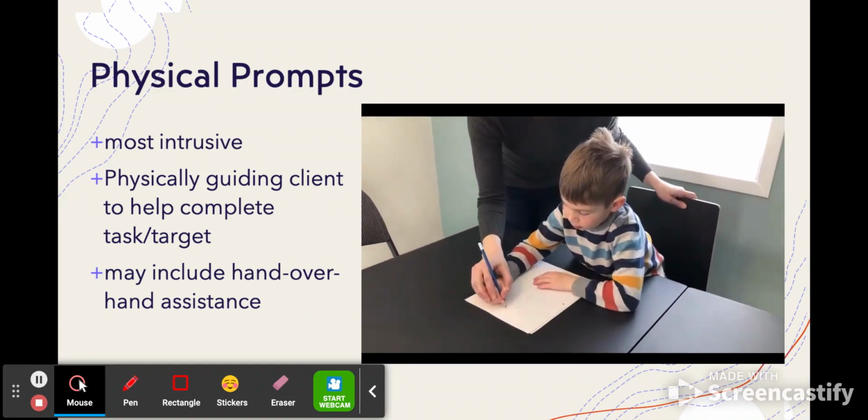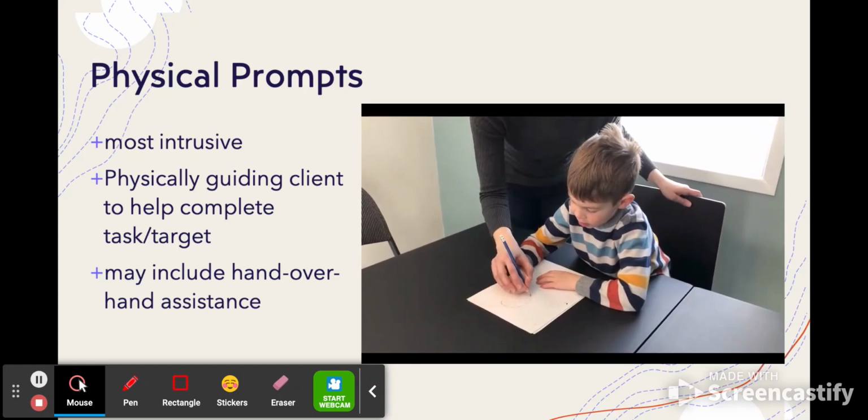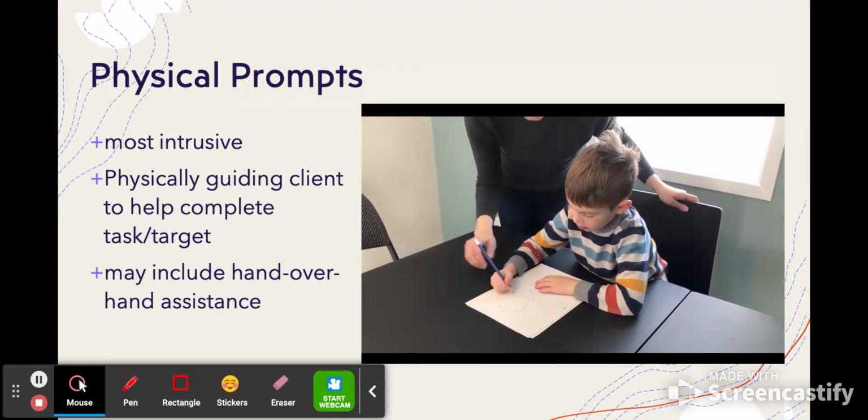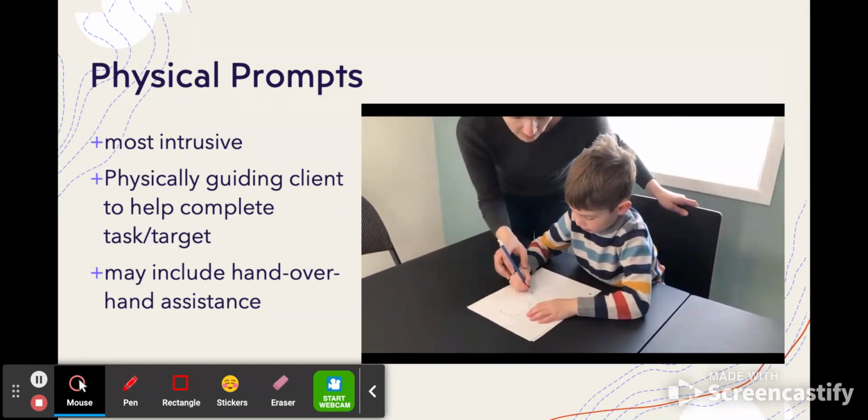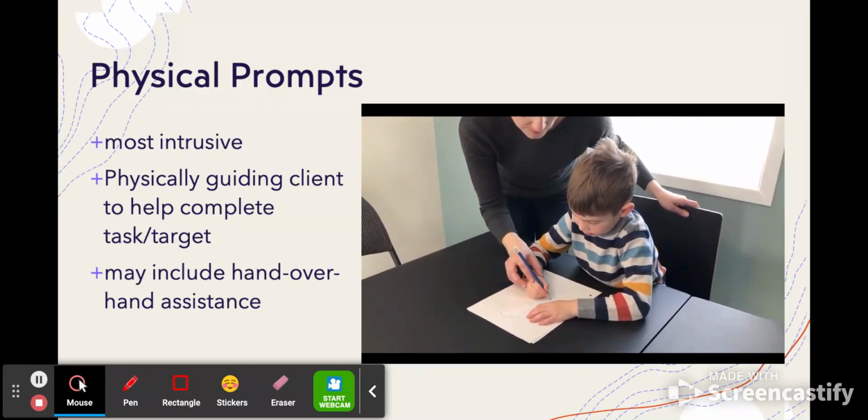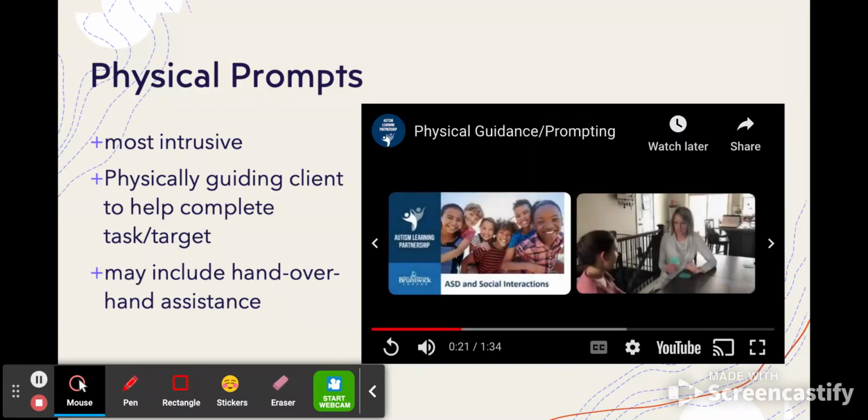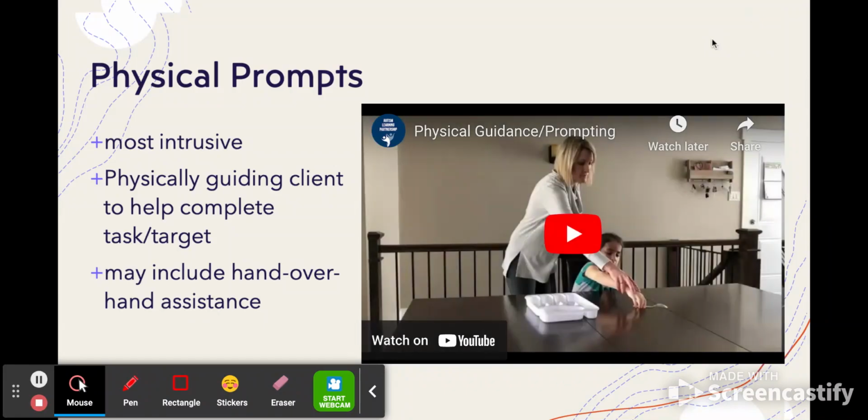As you can see, the instructor provided the SD, trace the C, and she immediately goes with the full physical prompt, and she's using hand-over-hand guidance here. She is not only helping the learner complete the task appropriately, but also allowing him to do it without erroring.